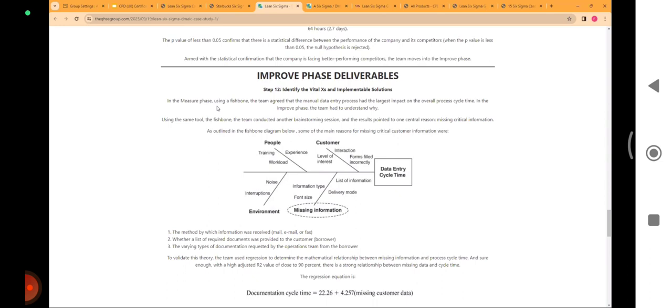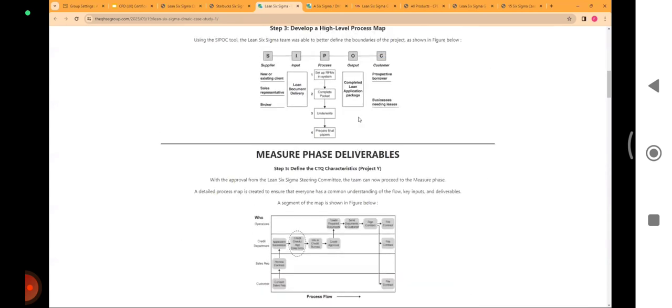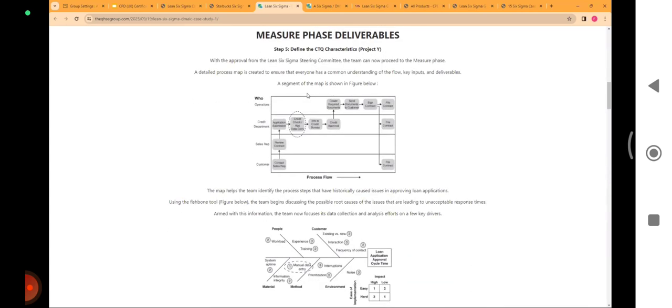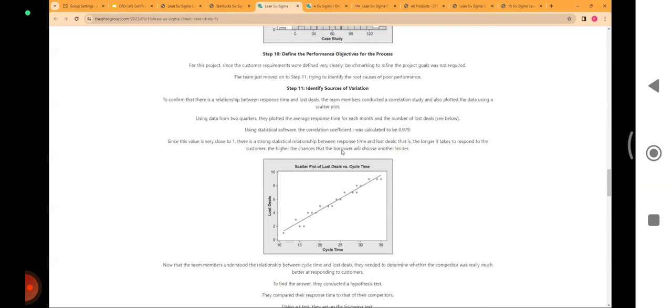In the measurement phase, using a fishbone diagram, we agreed that manual data entry had the largest impact on overall process cycle time. And right now, we have to understand why. So as you can see, this was the improvement phase here, and this was the measurement phase. In the measurement phase, we listed the team here. They said this credit check and application data entry was the step that is causing historical issues in this process. So right now, in order to improve, we have to find out why.